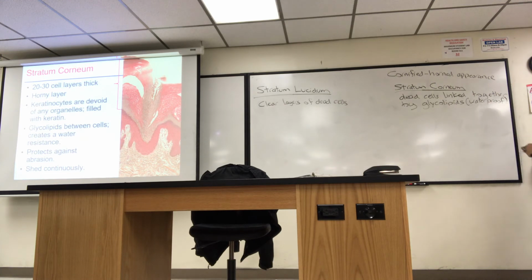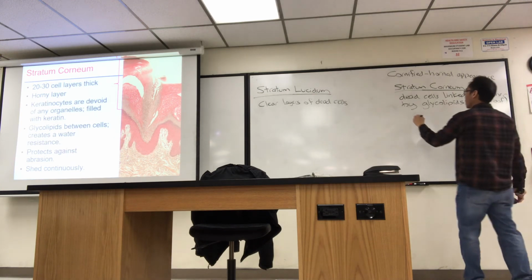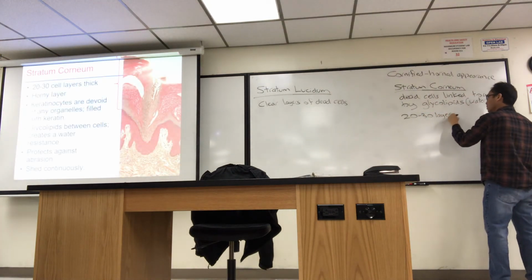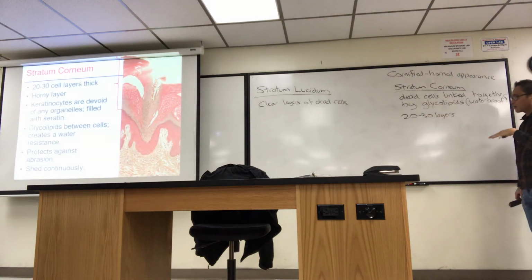When you get your skin wet, it's easy to dry off. Just towel it off real quick. Also, like I said, 20 to 30 layers. That's good. You've got a lot of protective layers. So the many layers protect against abrasion.